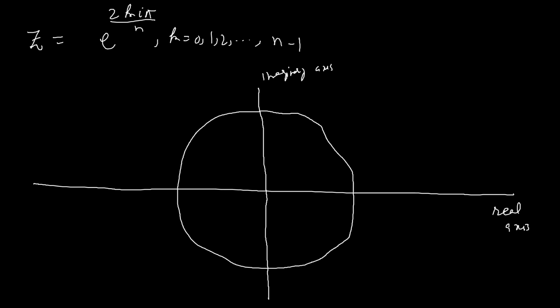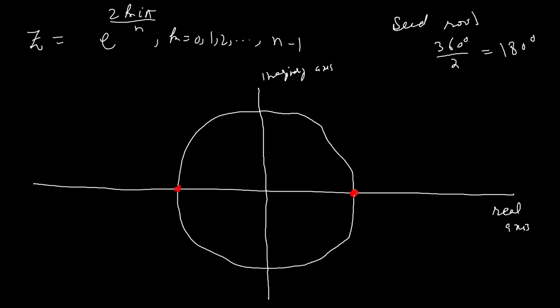If we are finding second roots of unity, then just divide 360 degree by 2. It is equal to 180 degree. One root will be here, which is always equal to 1. And the second root will be at 0 plus 180 degree, at this point.